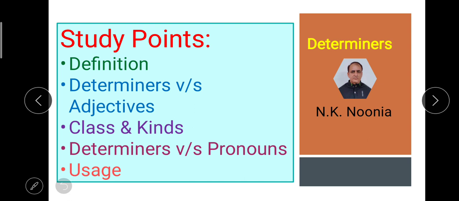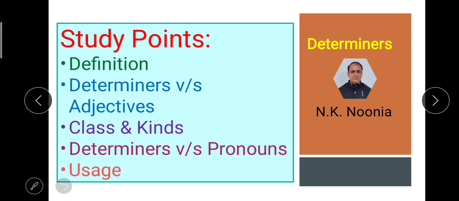Today we are going to study a very important grammar topic, that is determiners. But before I start with the topic, let me tell you one fact, that traditionally we have been taught that there are 8 parts of speech: noun, pronoun, verb, adverb, adjective, preposition, conjunction and interjection. We don't find a specific mention of determiners. The reason being, they have been taught as a part of adjectives.